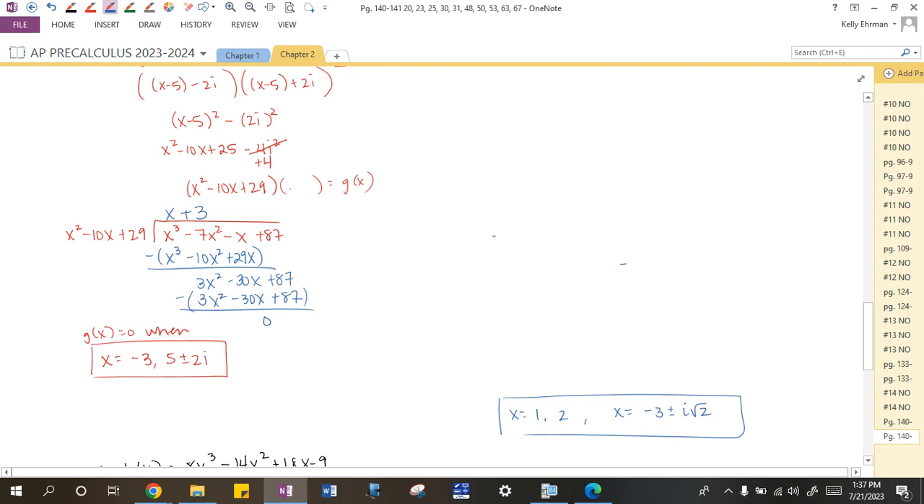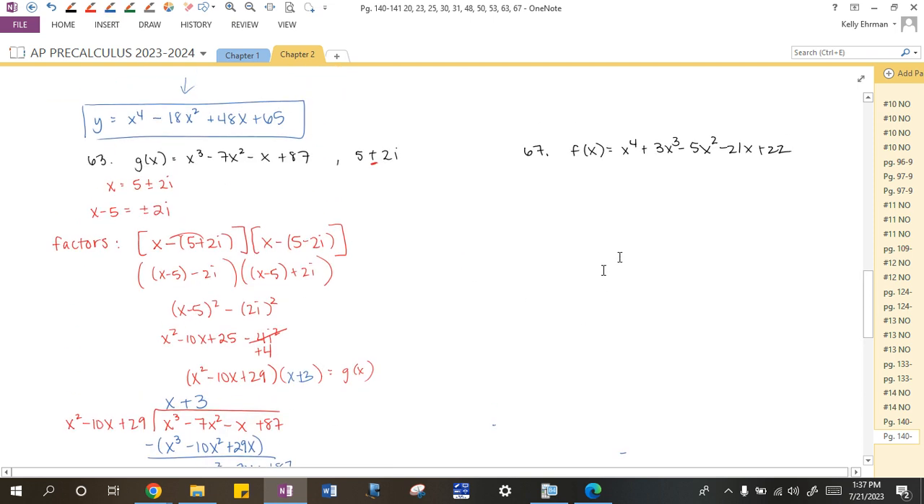Okay, so this mystery thing was, g of x is that quadratic I got when I multiplied the two factors together, times x plus 3. And that tells me that the other missing zero, besides the one they gave me and the conjugate, is x equals negative 3.